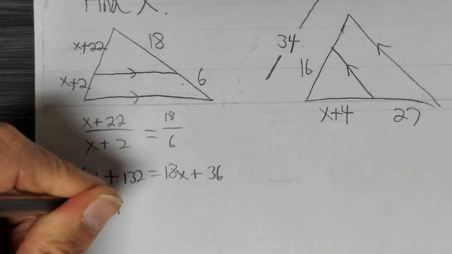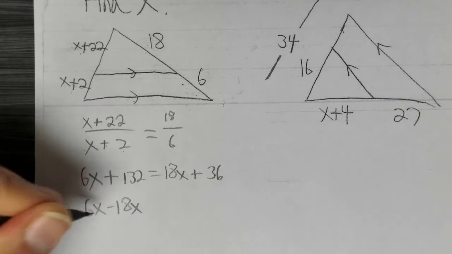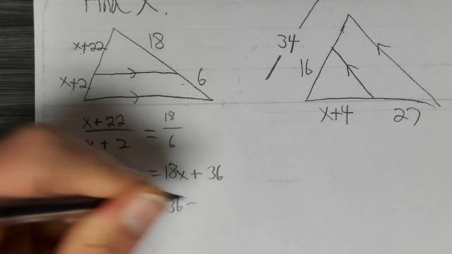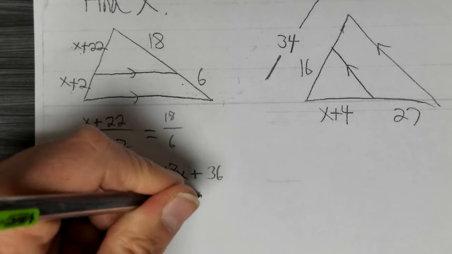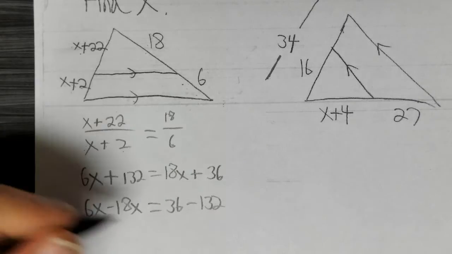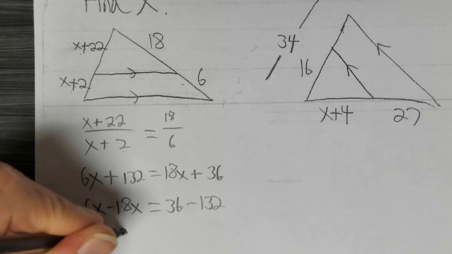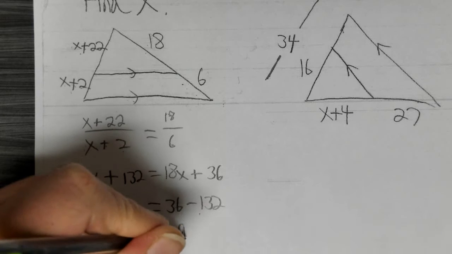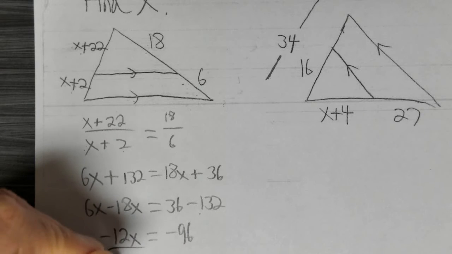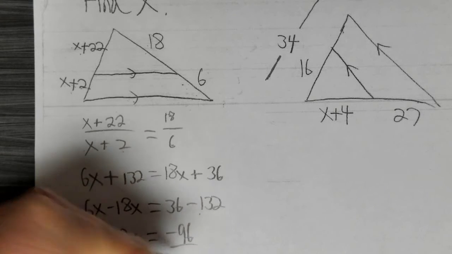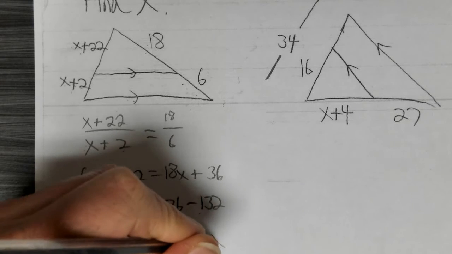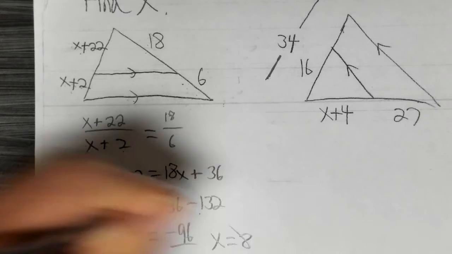6x minus 18x. Can move the 18 over, change it to minus, equals 36. Bring the 132 over, change it from plus to minus. And we'll subtract here and get negative 12x. We'll subtract here and get negative 96. Ready to divide by negative 12 by negative 12. And we come up with x is equal to 8. And then there's your answer.